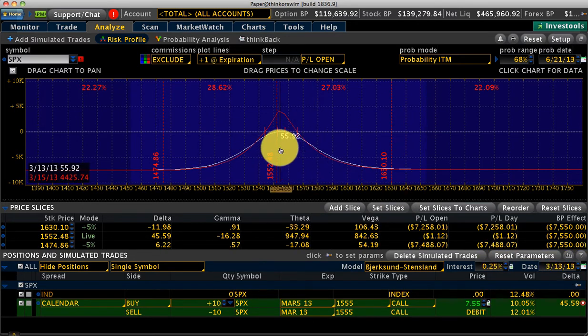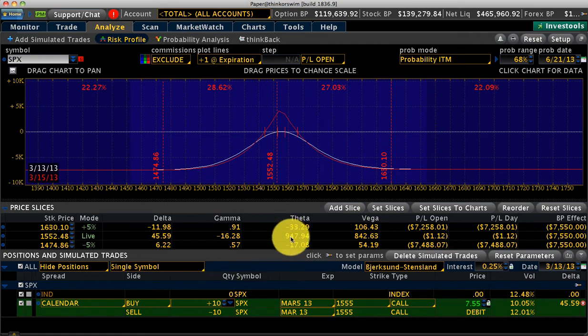Even if we wanted to close it, you wouldn't just close the shorts. You would close both of these together. So that's the calendar trade. I'm going to put it on. If you don't want to put it on, that's fine. But this is more for educational purposes so that you understand how a calendar works.